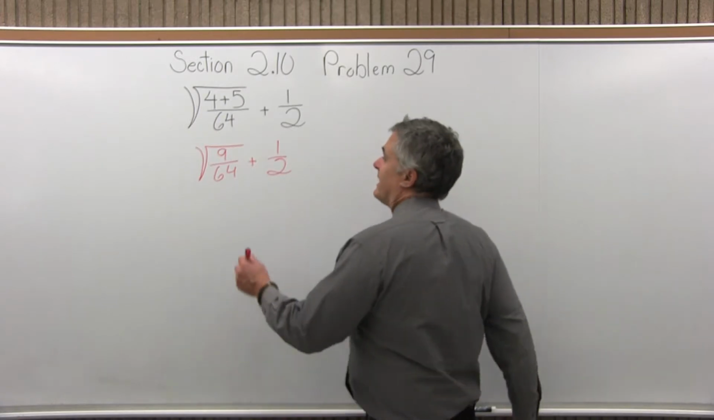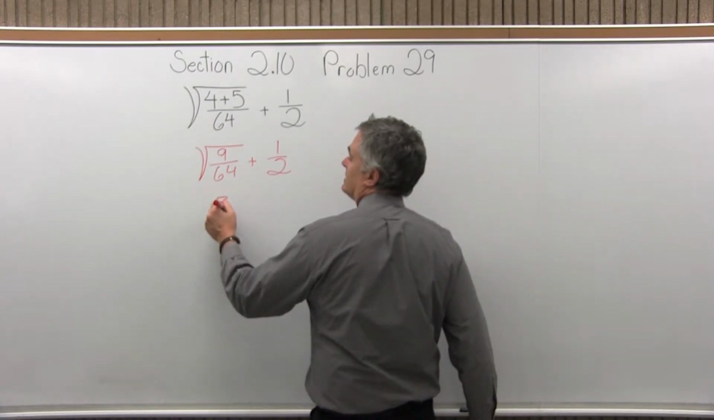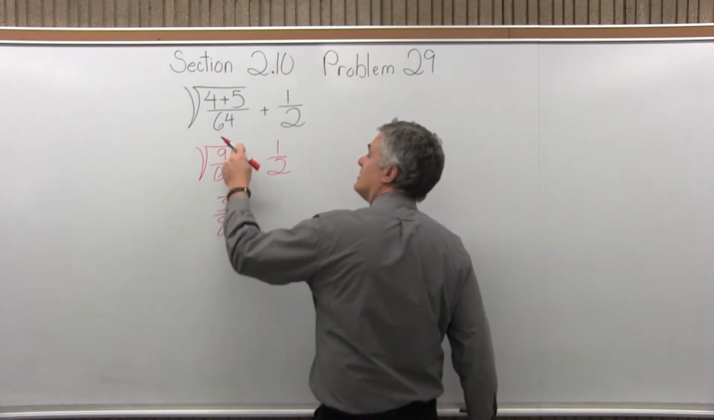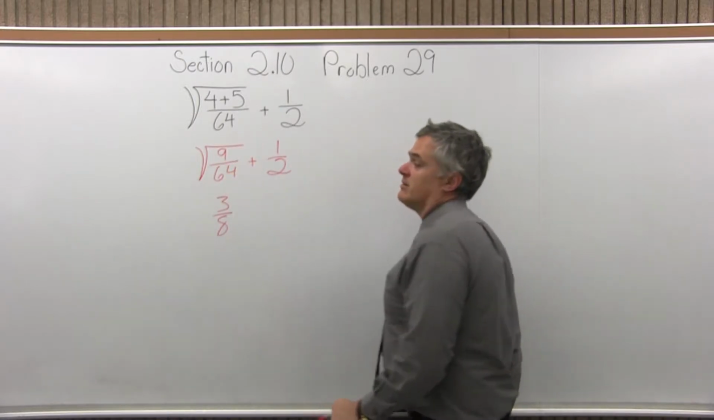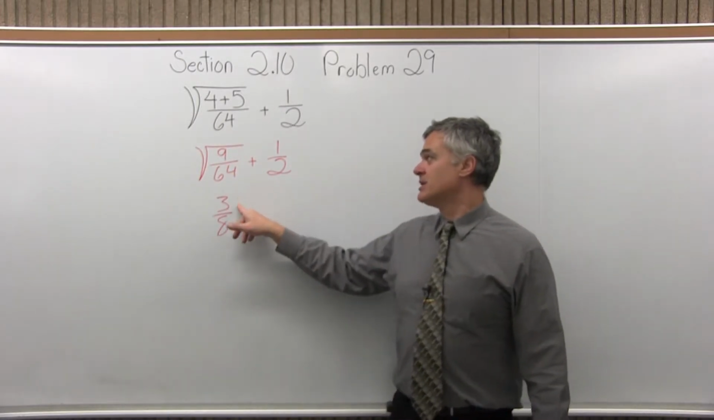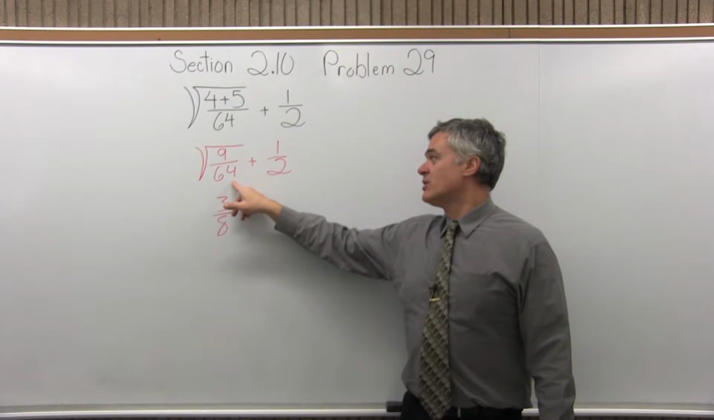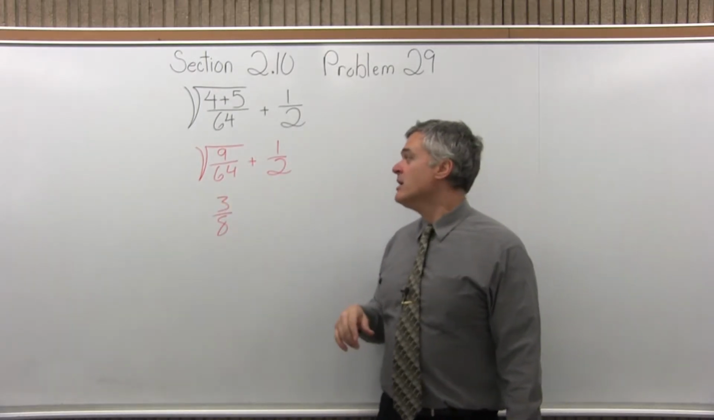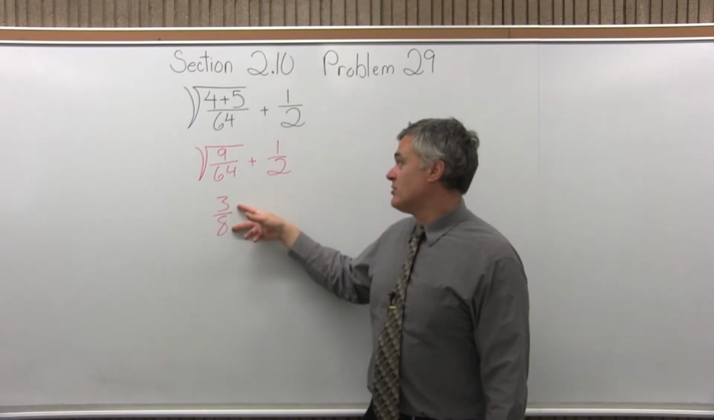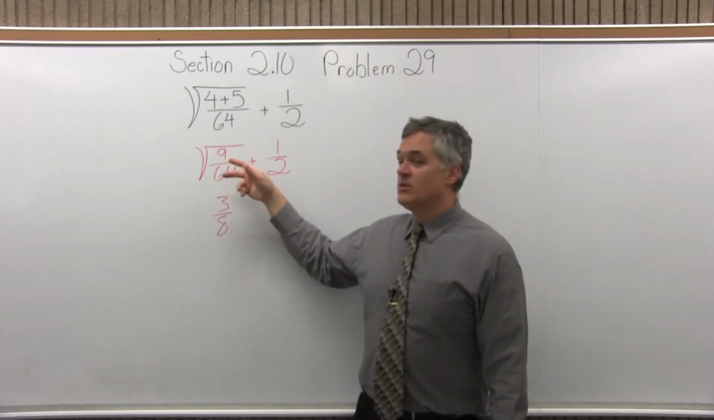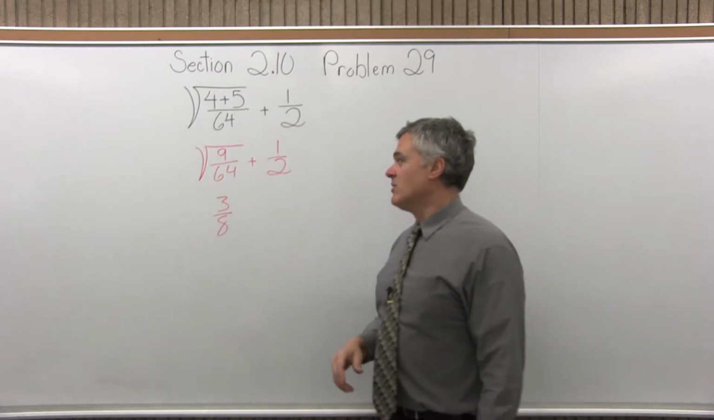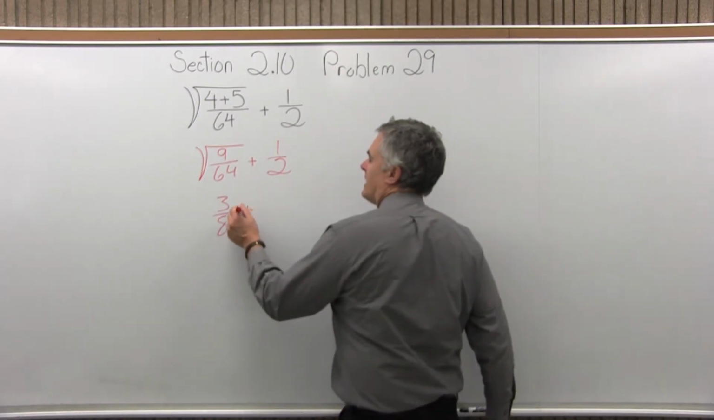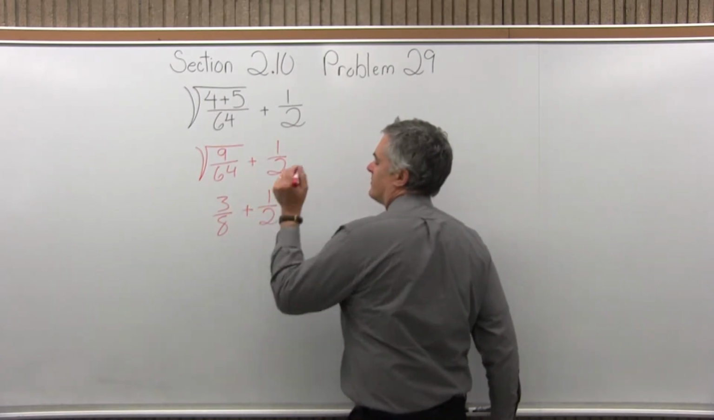So the square root of 9 over 64 is 3 over 8. Basically, you can take the square root of the top and the bottom separately. Square root of 9 is 3 because 3 times 3 is 9. Square root of the denominator, square root of 64, is 8 because 8 times 8 is 64. And really, if you multiply 3/8 times 3/8, it would put you back at 9 over 64. And then I have to add a half to that.